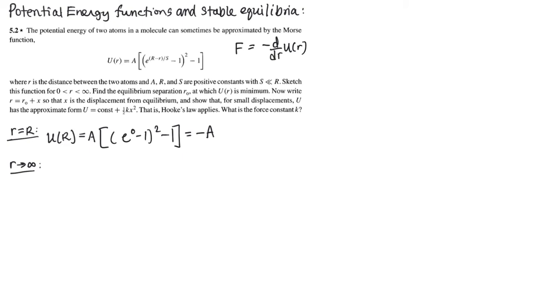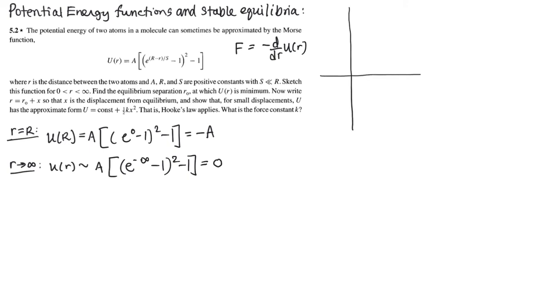Let's see, what happens when r goes to infinity? When r goes to infinity, we'll have e to the minus infinity subtracted off of 1. So we'll have u of r is approximately a times e to the minus infinity minus 1 squared, like that. So this term would be 0. 0 minus 1 is minus 1. Minus 1 squared is plus 1. So this whole term is 1. Minus 1 gives me 0. So the potential approaches 0 as r approaches infinity.